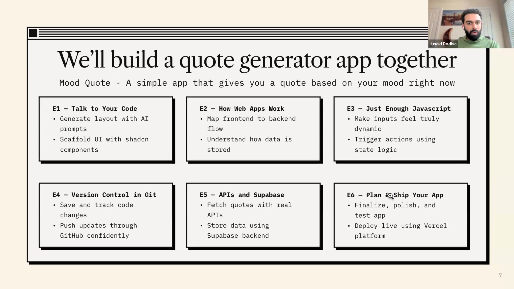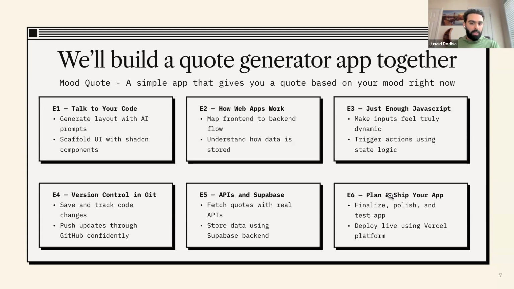And today we're going to talk about how web apps work, but just a brief overview of what we've done so far. We are working on building a quote generator application, which is a simple app that gives you a quote based on your mood right now. And in the first episode, we just understood how to use Cursor, how to use prompting techniques, and build a scaffolding UI with ShadCN components, which is like a basic template for our application.